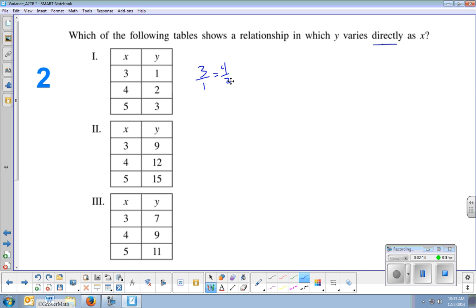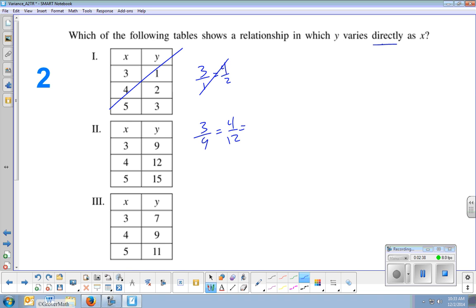No, it doesn't. If you're not sure, cross multiply. This cross product is 3 times 2 is 6. This cross product 4 times 1 is 4. So that's not it. So that doesn't work. How about this one? 3 over 9 for these two, does that equal 4 over 12? Well, again, you can cross multiply and see that this is 36 and this is 36. So this works so far.